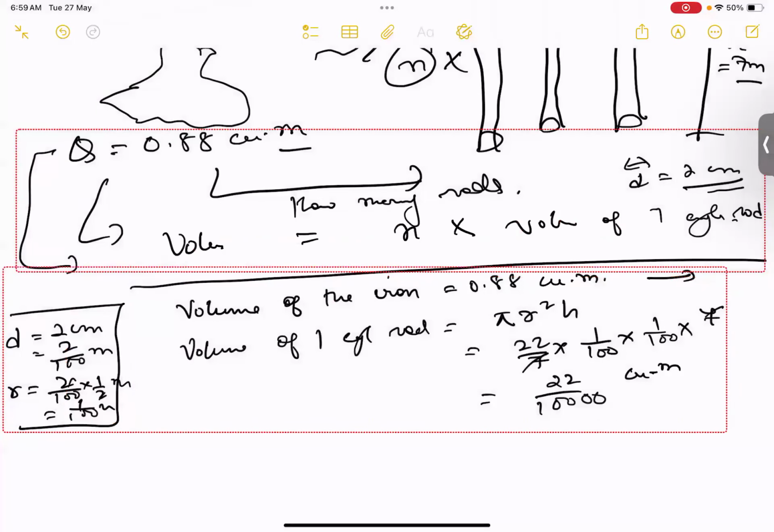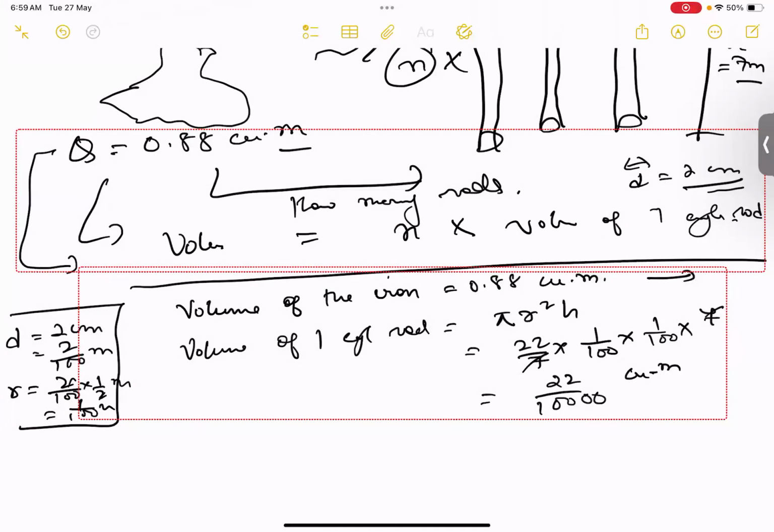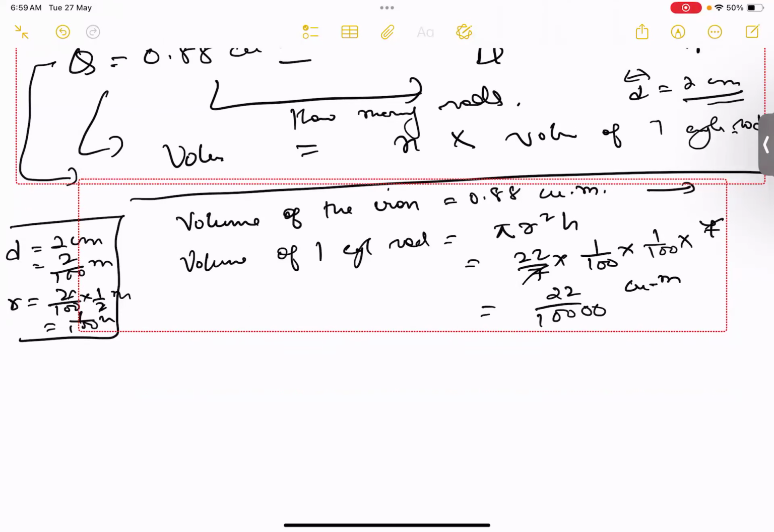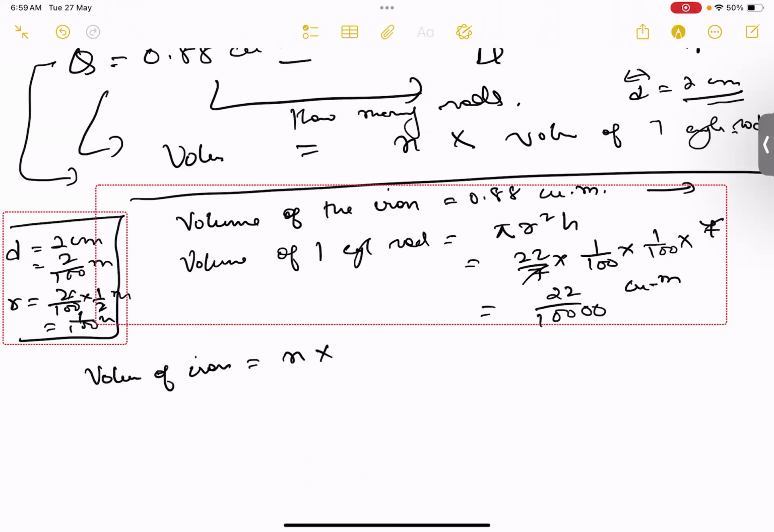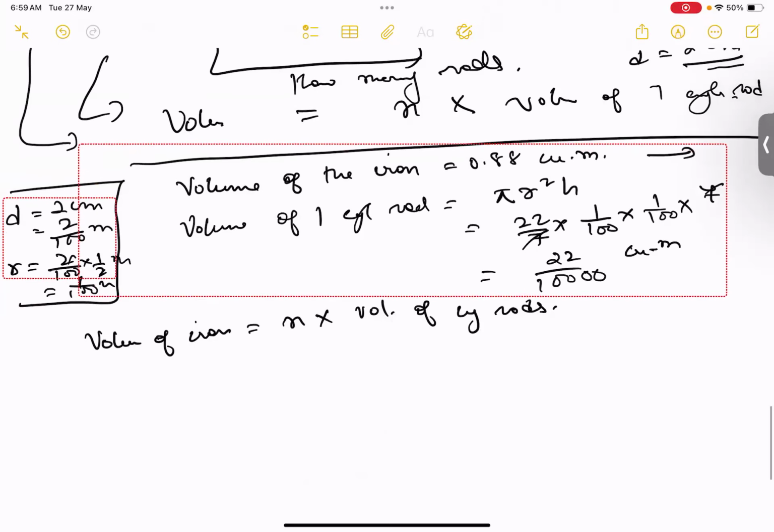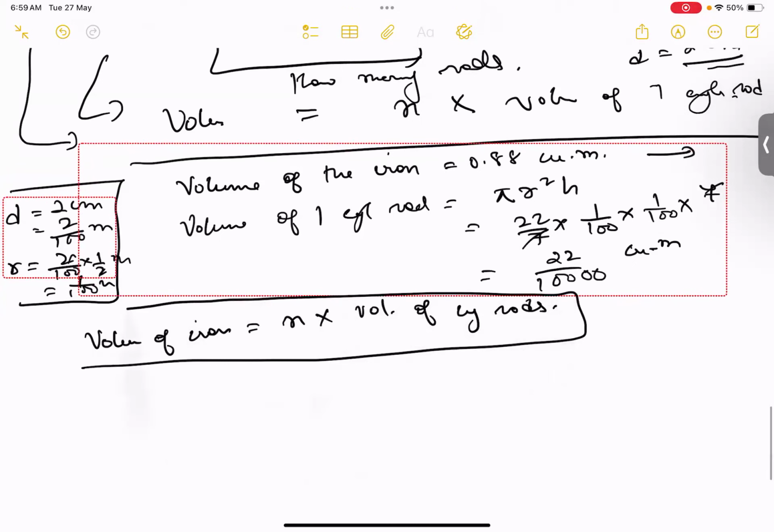So the volume of iron, the raw iron that we have, is 0.88 cubic meter. And in order to cast one cylindrical rod, the volume of iron required is 22 by 10,000, right? Now, we know that the volume of iron will be N times, consider N as the number of cylindrical rods formed, okay? N times the volume of a cylindrical rod, right? You got this one, right? Did you get this? How it came into being?